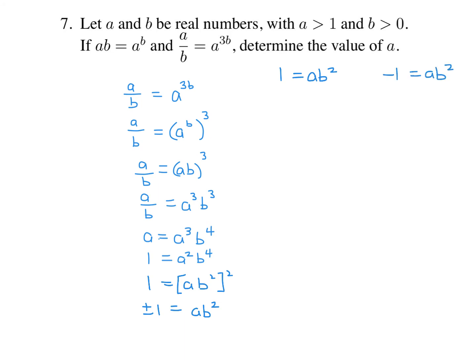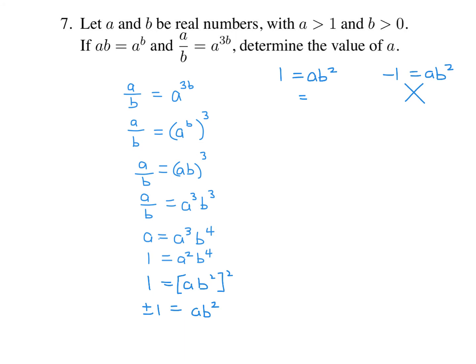Well, let's see if this is possible. First of all, if B is greater than 0, then that means B is positive. If you take the square, it will be positive. A is greater than 1, so it's positive. So both of these guys are positive. A positive times a positive can never be negative 1. So this is not going to be possible. So we have really just one scenario to work with.